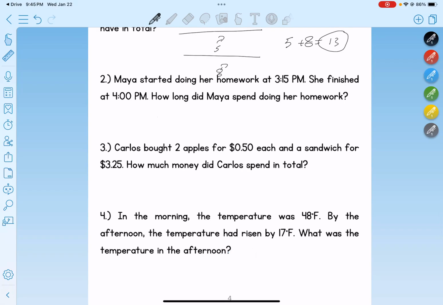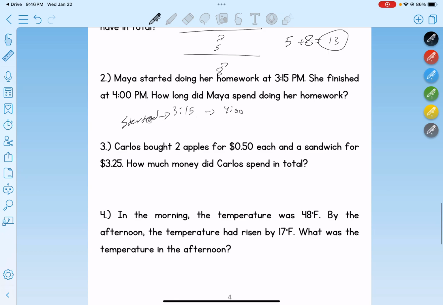Maya started doing her homework at 3:15 p.m. and she finished at 4. How long did Maya spend doing her homework? We know that the clock goes up to 60, so if we do 60 minus 15, we would get 45. So she took 45 minutes to do her homework.